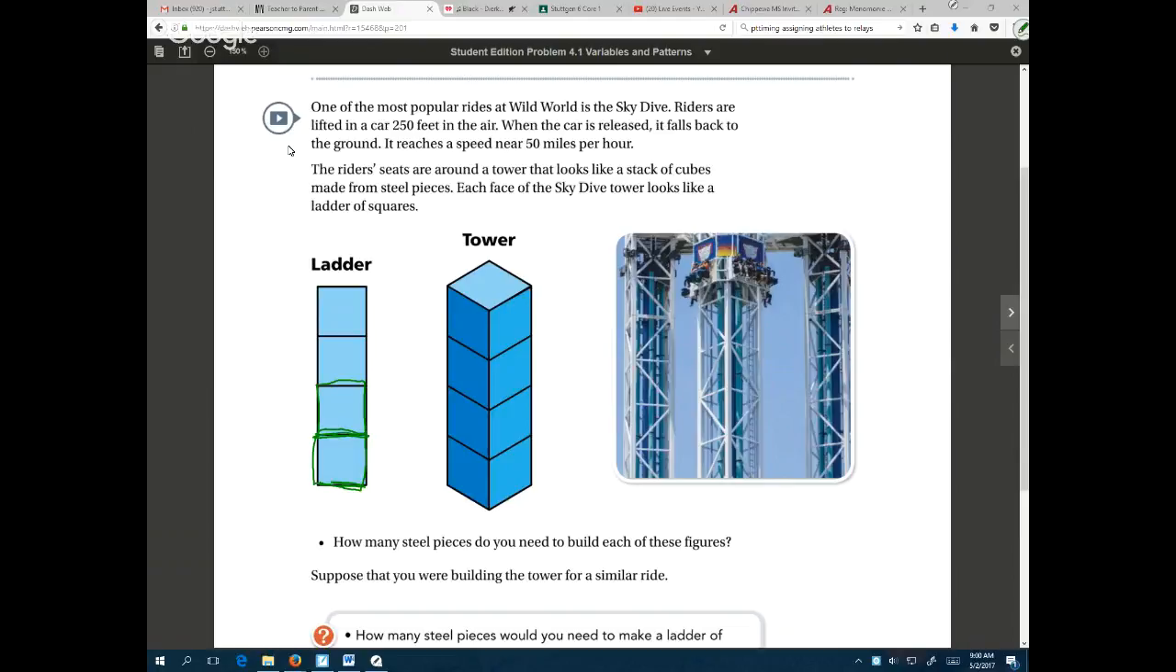Okay, Mason? 12. There are 12. How many would be on the bottom? 4. Top would be? 4. That's how many so far? 8. And how many going around? 4. 4 more. That's 12. Okay? What are these black lines called again?